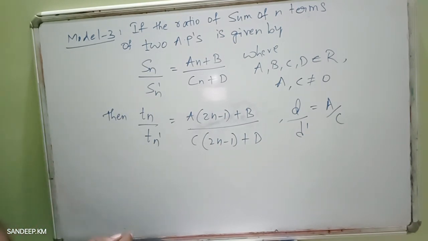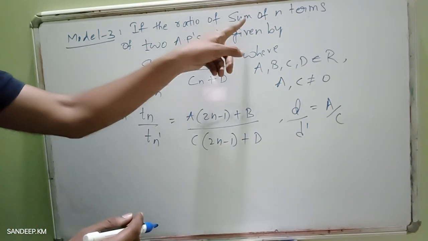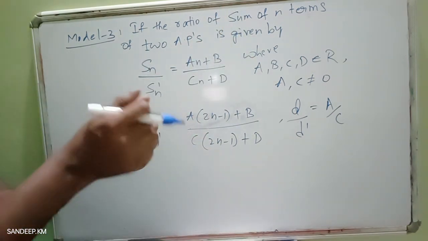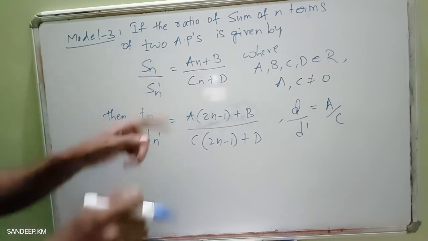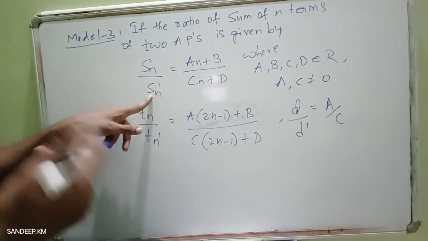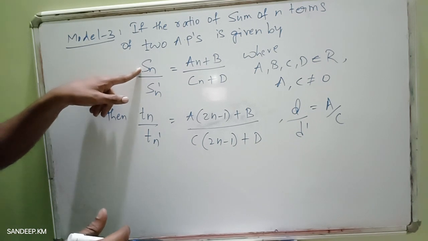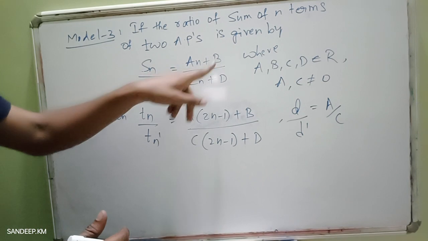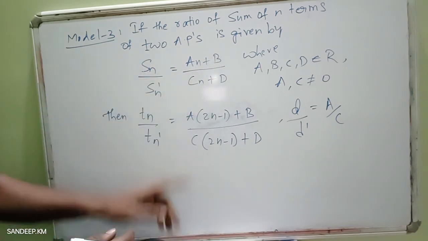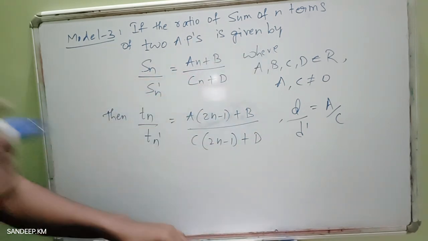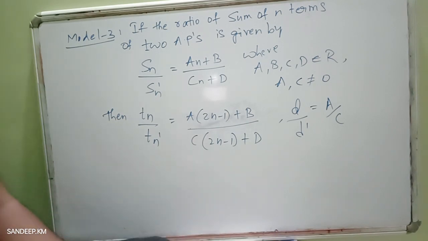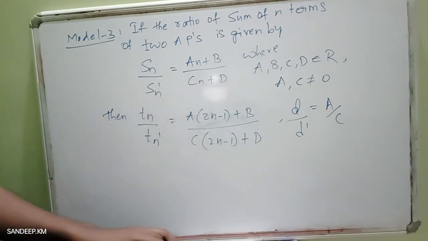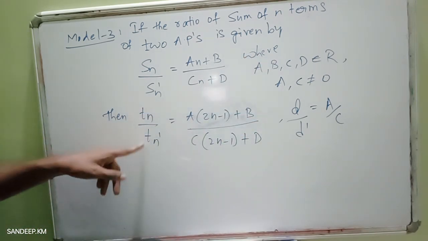Here is our third model. If the ratio of the sum of n terms of two different APs, that means the sum of n terms in the first AP divided by the sum of n terms in the second AP, is given by (an plus b) by (cn plus d), where a, b, c, d are some constants, they can be real numbers, they can even be complex numbers, but a and c are not equal to 0, then what is the direct formula to find the ratio of their nth terms?